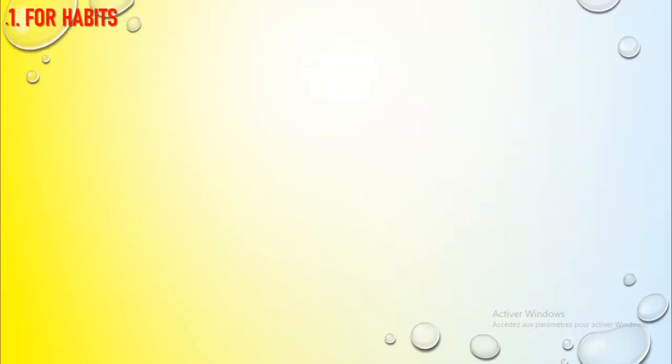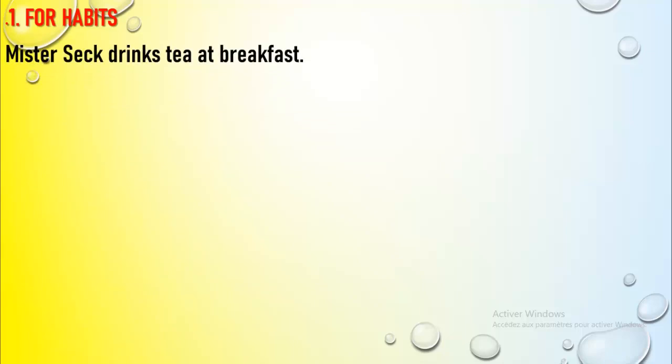Number one, we use the simple present for habit in the present. Example, Mr. Sek drinks tea after breakfast. It is a habit in Mr. Sek's life. Mr. Sek always drinks tea after breakfast. I'm sorry, I mean Mr. Sek. There is no S, okay? Mr. Sek, sorry.